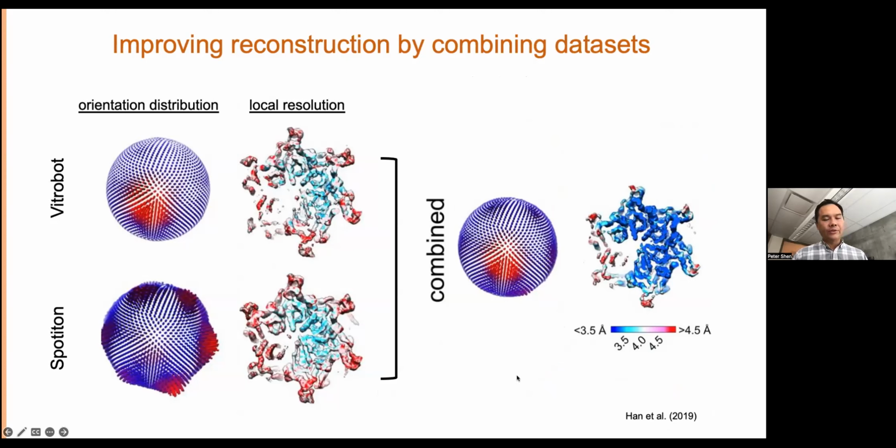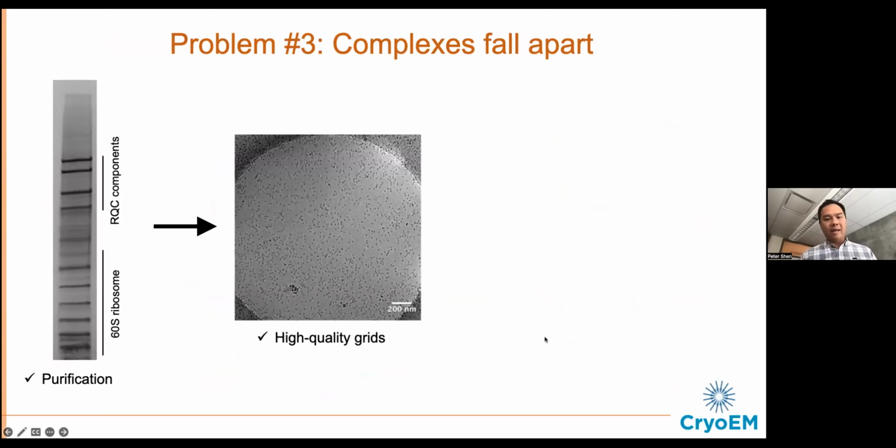And so this was something that spotted on really helped us to overcome this hurdle of preferred orientations. Now, the last hurdle that I want to share with you, and probably one that will take the most time, is one that we face all the time with our interest in multi-component complexes.